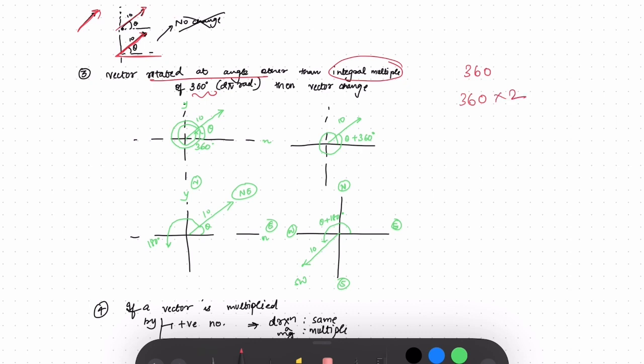I represent a vector making an angle theta from the origin. If I rotate it by exactly 360 degrees, it comes to the same position. But if I rotate it by 180 degrees, something that is not an integral multiple of 360, then the vector's direction gets changed. Even though the length and magnitude didn't change, the direction got changed. So if I rotate it by any angle other than the integral multiples of 360, then the vector gets changed.